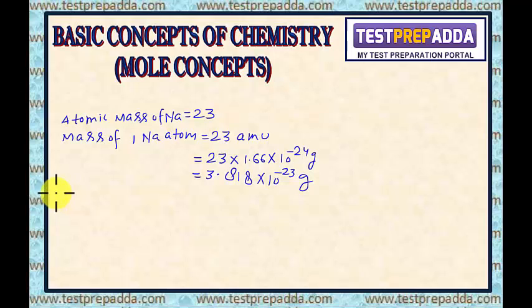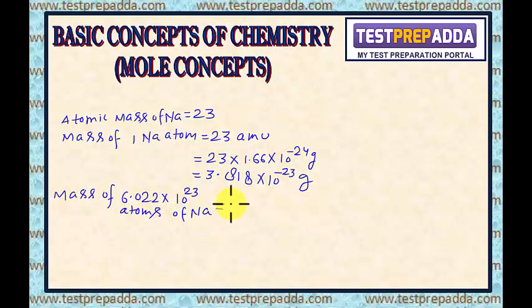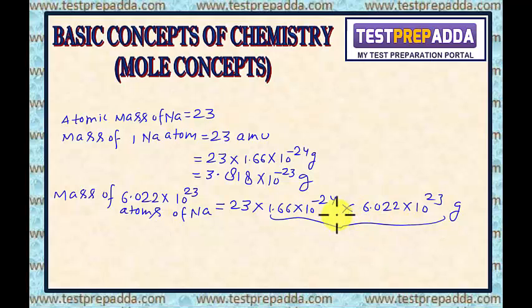Now, if I try to find mass of 6.022 into 10 raised to 23 atoms of sodium, then what will you do? One sodium atom, the mass is this much. So these many atoms, just multiply. So 23 into 1.66 into 10 raised to minus 24 into 6.022 into 10 raised to 23 gram. These two numbers are actually inverse of each other, so they'll cancel each other, and this way we get 23 grams.